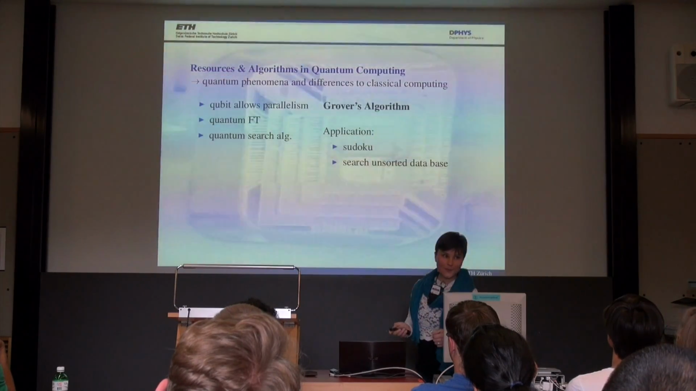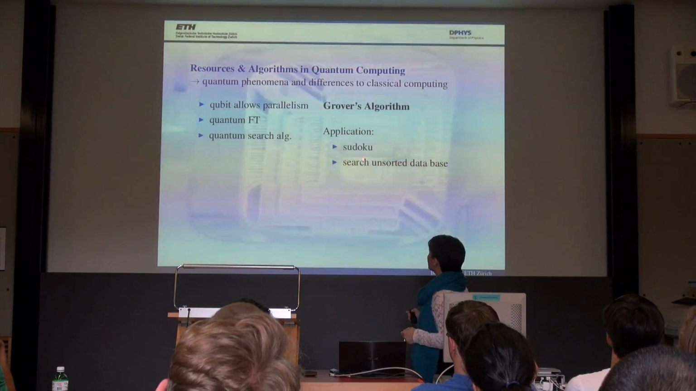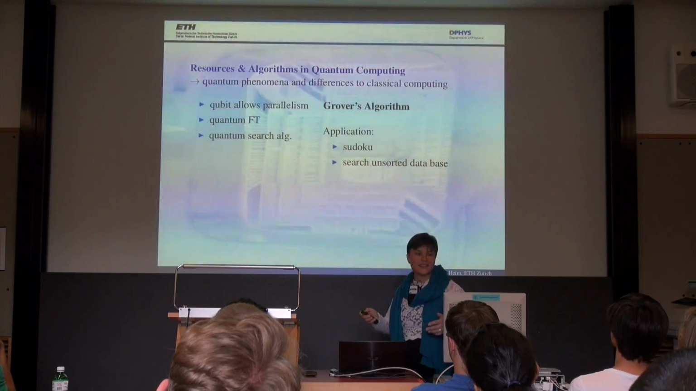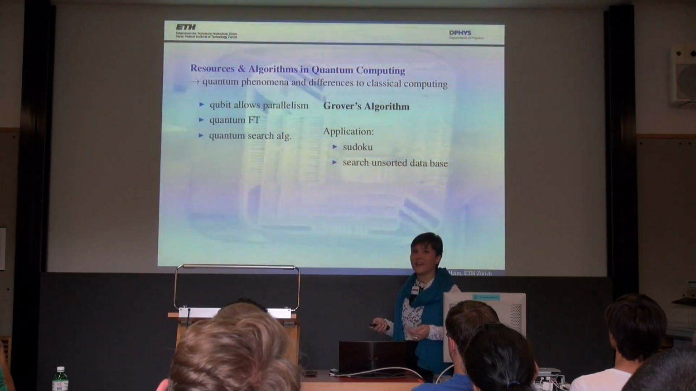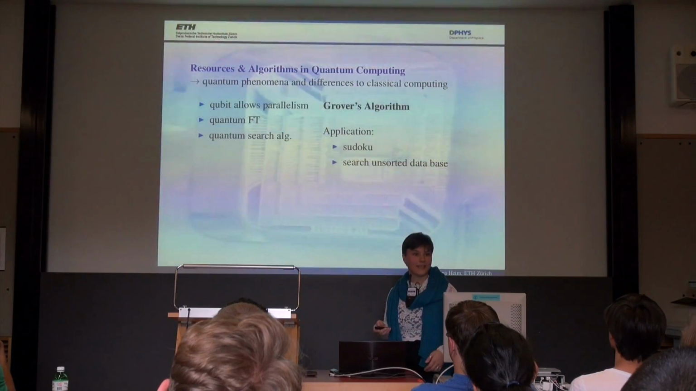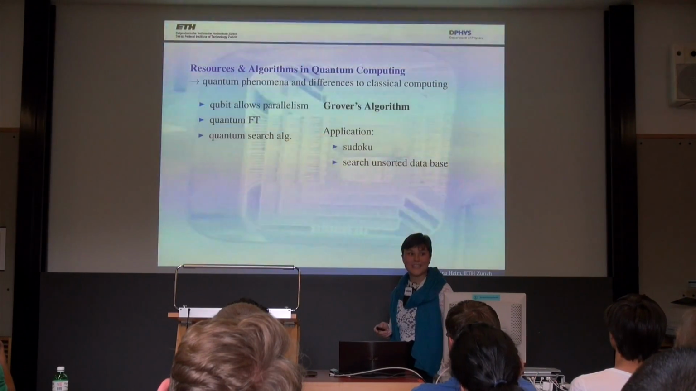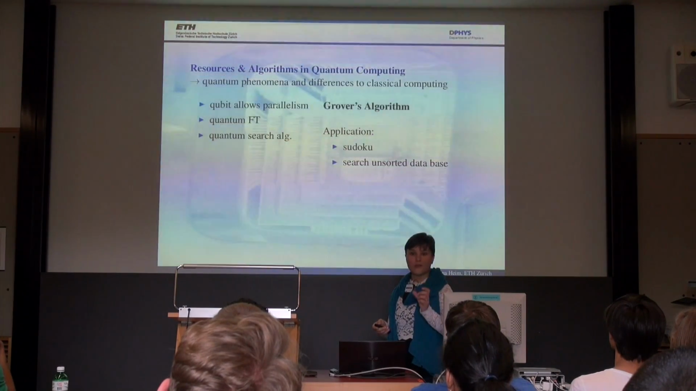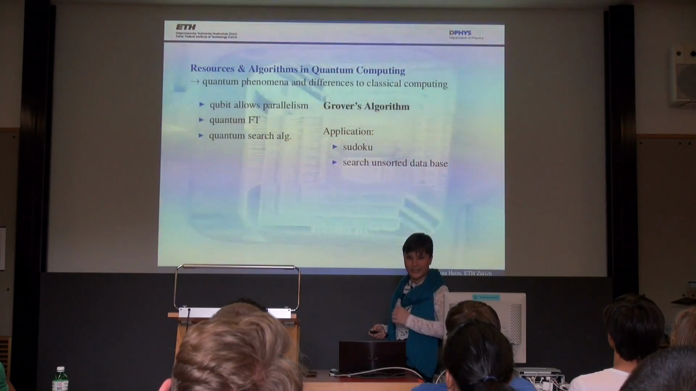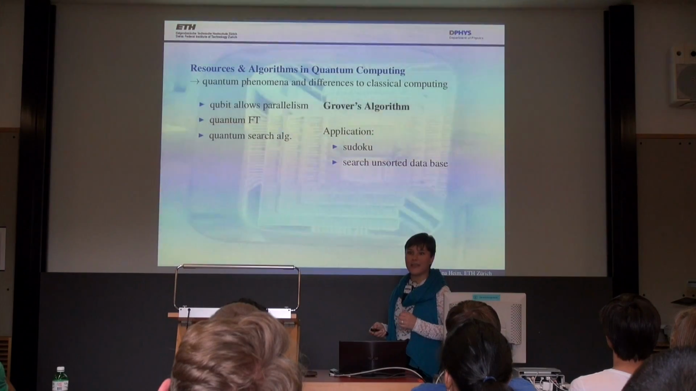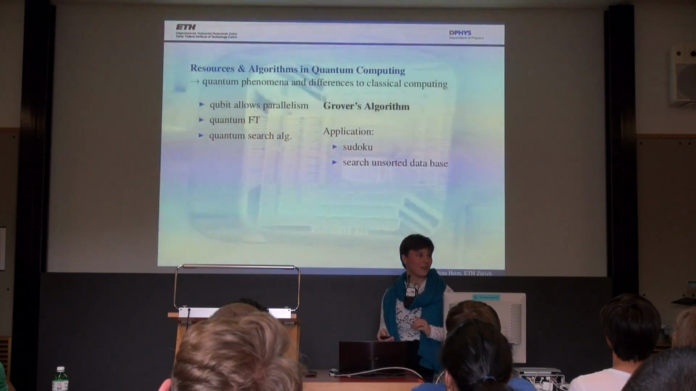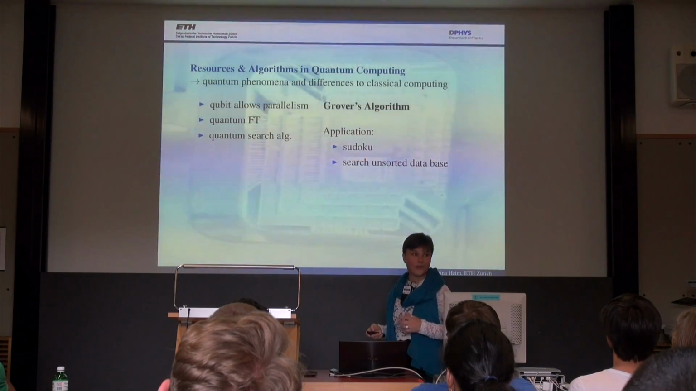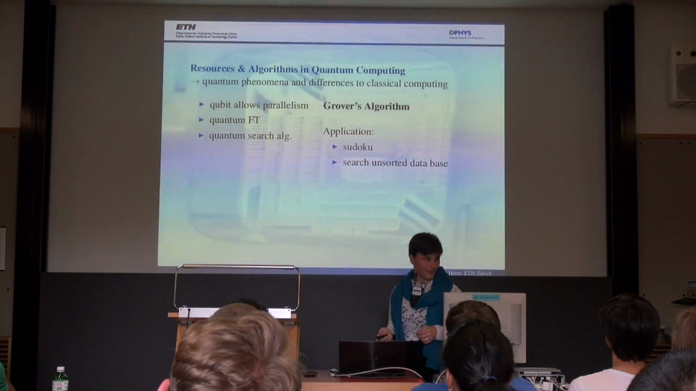But you could also use it to search unsorted databases. Now again, this sounds kind of vague. I don't have an unsorted database at home lying somewhere. So I would say, yes, you do. It's the phone book, for example. In a phone book, it's very easy to look up by name. You just go through the ordered list. But if you want to look up a number in your phone book, it's really bad. Good luck finding that number in your phone book. And that's what an unsorted database is.